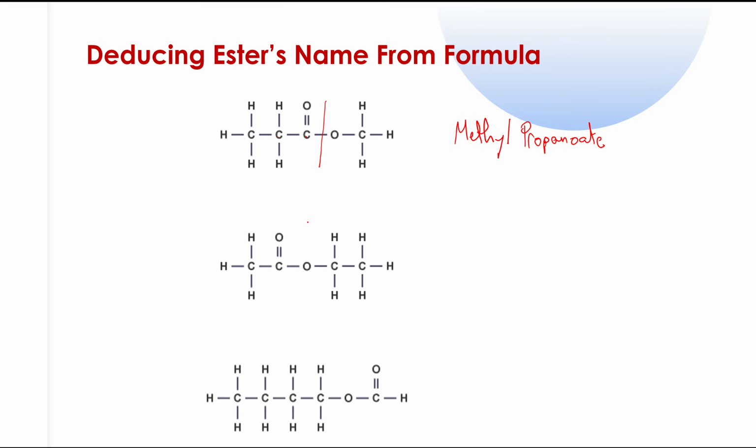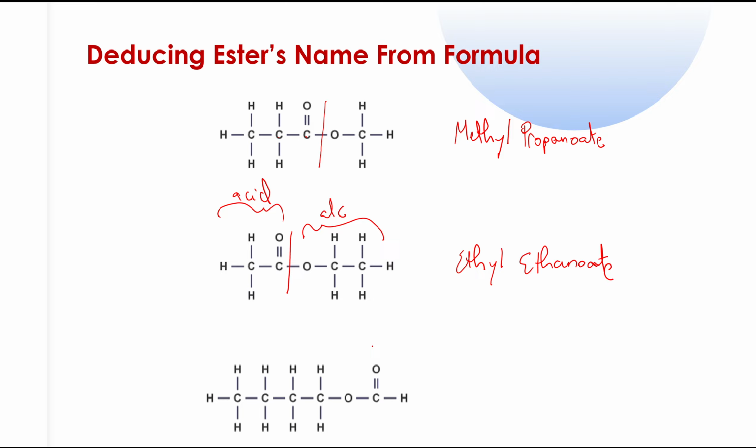Now let us come here. Split in the middle of the ester functional group. Part of the O, this part is the alcohol. This part is the acid. Alcohol comes first, ending in "-yl". How many carbons do I have? 2. So it is ethyl. How many carbons in the acid? 2. So it will be ethanoate.